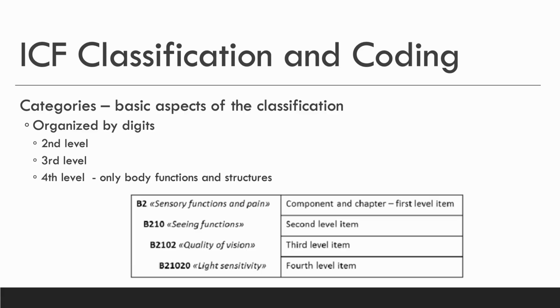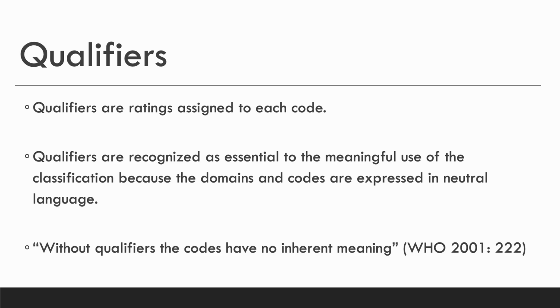Related to ICF classification and coding, again, the categories are going to be the basic aspects of the classification, and they're organized by the digits, first, second, and third. So the next thing we're going to be looking at is qualifiers. Qualifiers are ratings which are assigned to each code, and the qualifiers are recognized as essential to the meaningful use of the classification because the domains and the codes are expressed in a neutral language. So without qualifiers, the codes wouldn't have an inherent meaning, and that's based on the WHO's classification system.